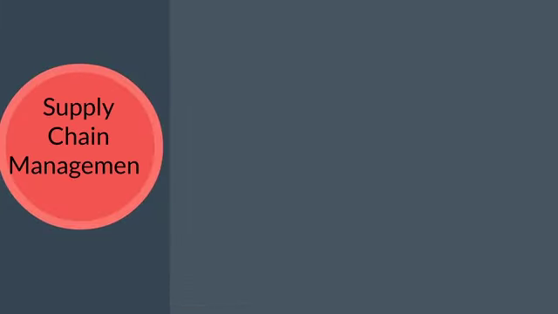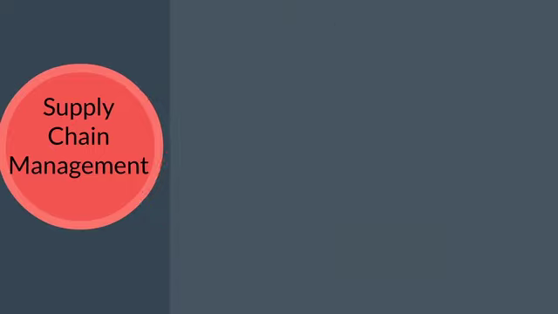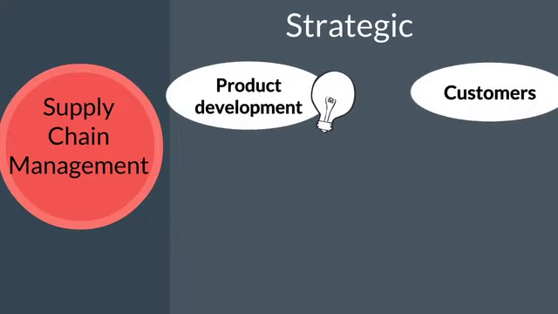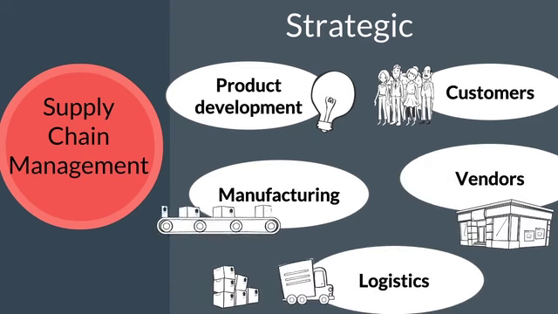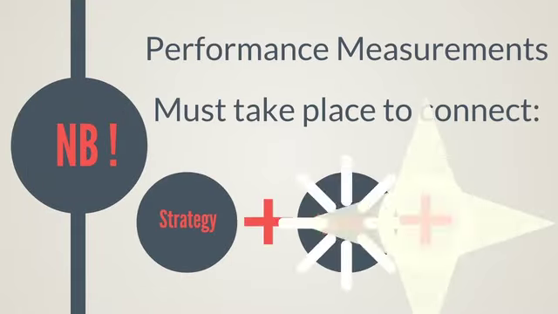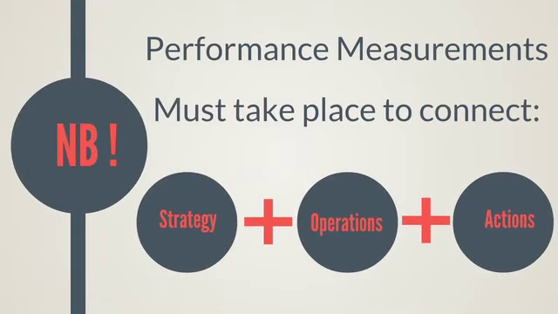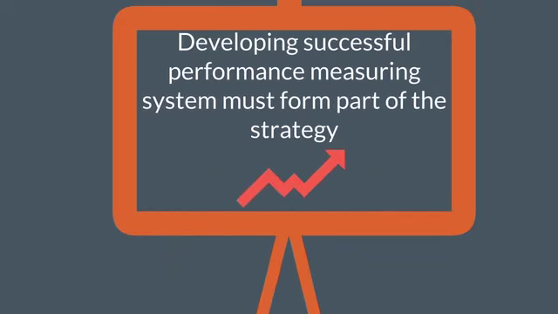Now, supply chain management operates on strategic, tactical, and operational levels. And on the strategic level, a business needs to ensure that strategies cover the whole supply chain, including product development, customers, manufacturing, vendors, and logistics. It is important that performance measurements take place to connect strategy, operations, and actions. And developing a successful performance measuring system needs to form part of the strategy.